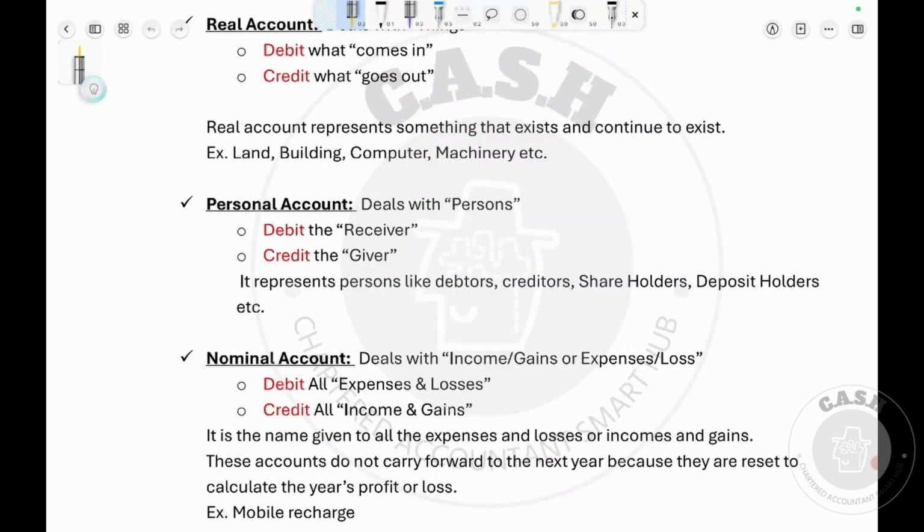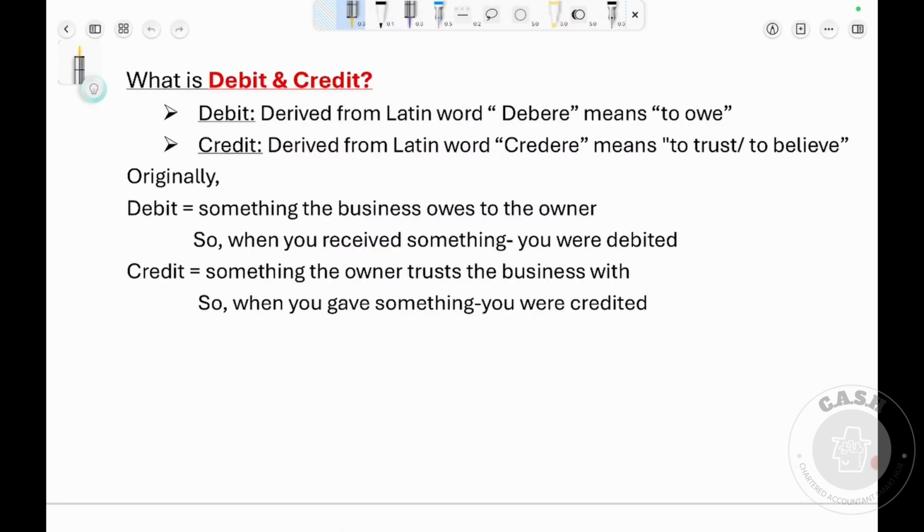If you observe, we are using the same debit and credit in all three rules. But what is debit and credit? Debit is derived from the Latin word debere, which means to owe. Credit is derived from the Latin word credere, which means to trust or to believe. So originally, it was something the business owes to the owner or the owner trusts the business with. So when you received something, you were debited. When you gave something, you were credited.